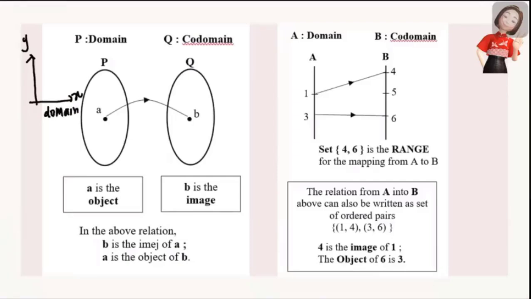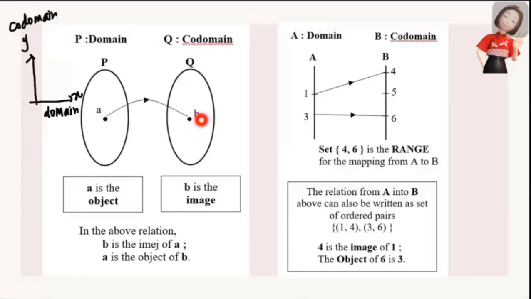Okay, and your y is your codomain. The values on the y-axis are the codomain, and the values on the x-axis are the domain. So A is the object and B is the image. On the left side is the object, on the right side is the image. There must be an object mapped with the image.